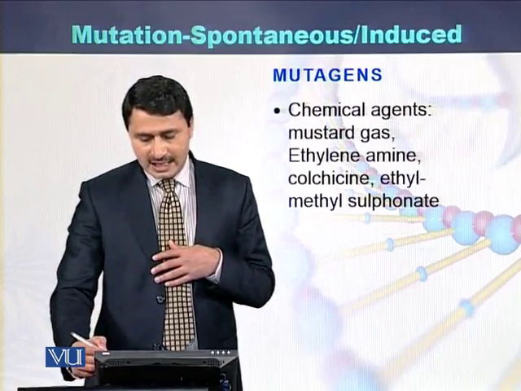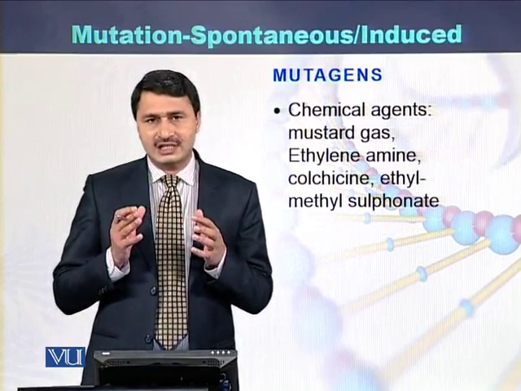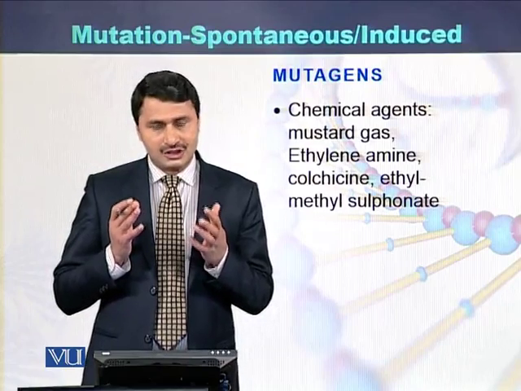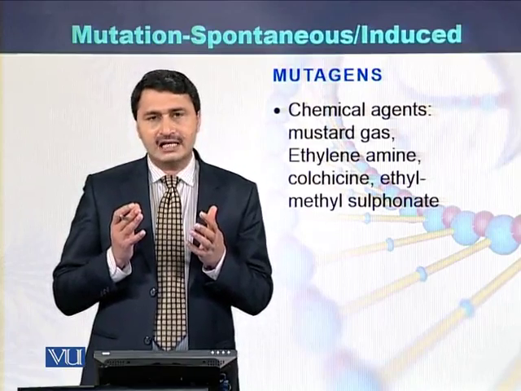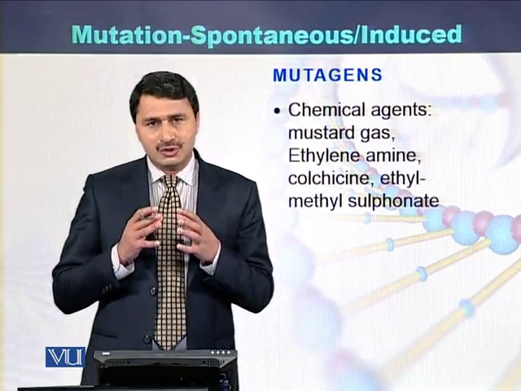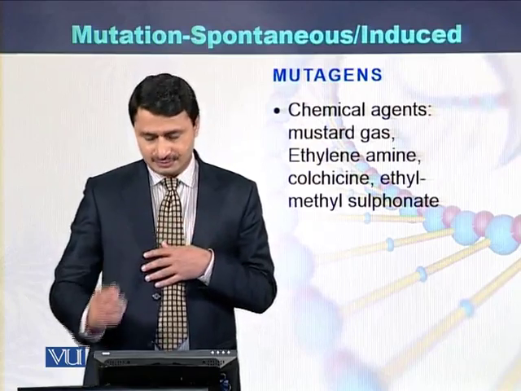While on the other hand, there are some chemical agents. The chemical agents are mustard gas, ethylene amine, colchicine and ethyl methyl sulfonate. These are the chemicals which are used to produce mutations in organisms or in cells.